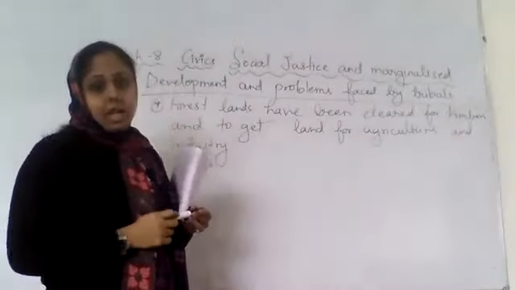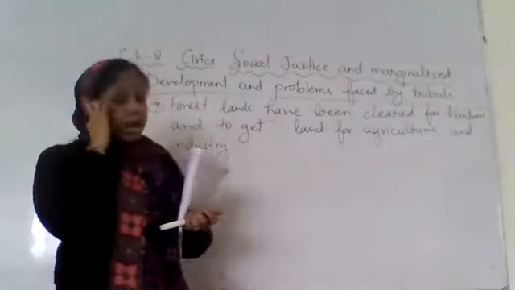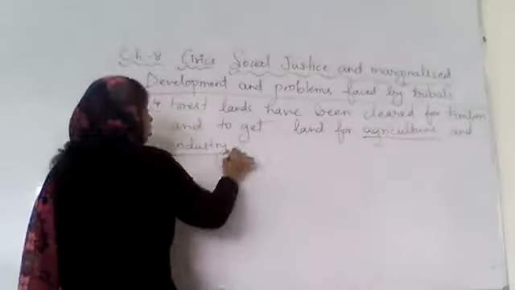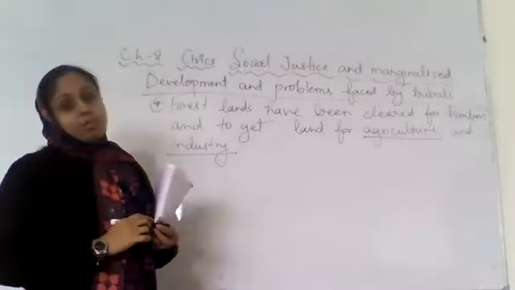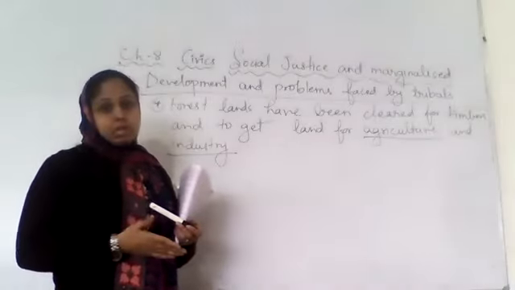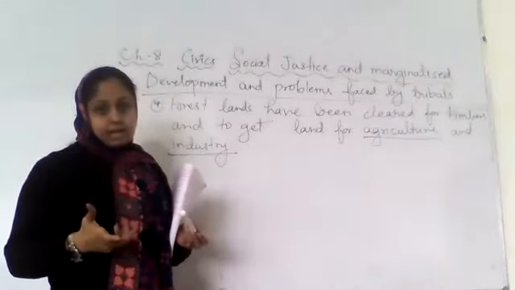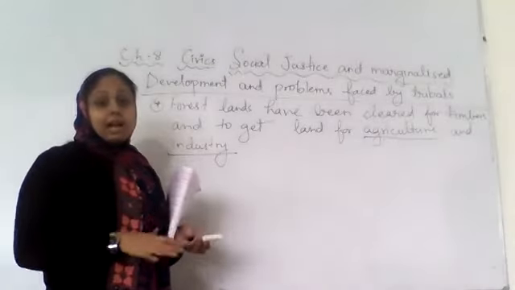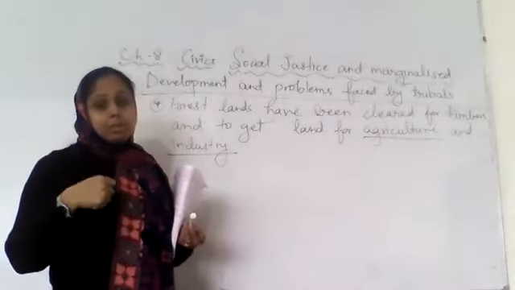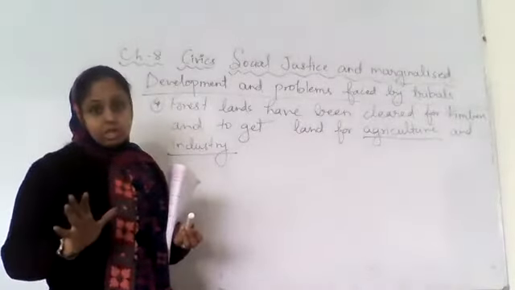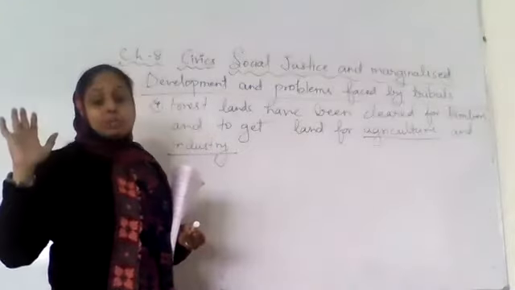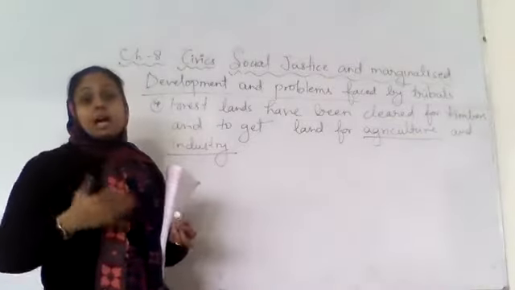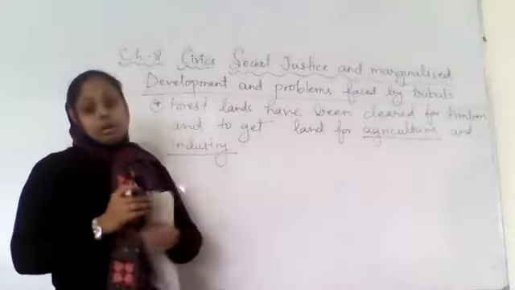Now the forest lands have been cleared for timbers and to get land for agriculture and industry. Understood? So this was a very big problem for these tribal people because they used to live in the forest, right? They had control over the forest land. They used to get their livelihood from that land. Now that land has been cleared so that people can take timber from the forest. Also for the agricultural process land has been cleared. Now to set up industry also forests have been cleared. So like this, these are the problems for the tribal people.